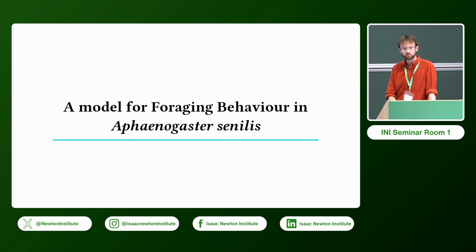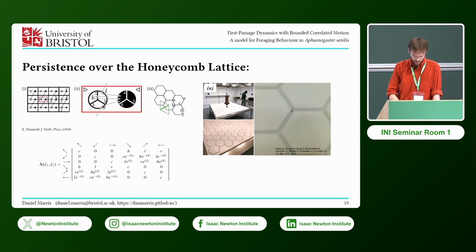Okay, so in the last three minutes, I guess, I want to explain how we've used this as a model for foraging behavior in this species of ants. I think it's pronounced Aphaenogaster senilis. Essentially, we did some work with our experimental collaborators, Paul Fernandez-Lopez and Frederick Bartumeus. I don't know if you can see, but in the middle of this picture, there's an ant, and it's moving around on this honeycomb lattice.